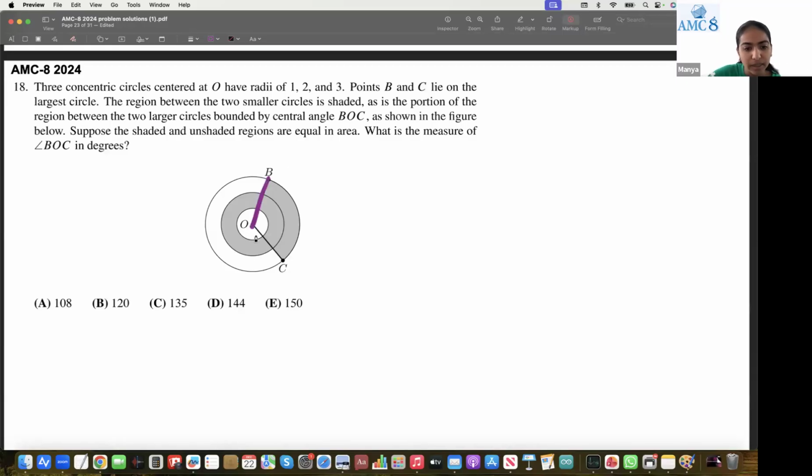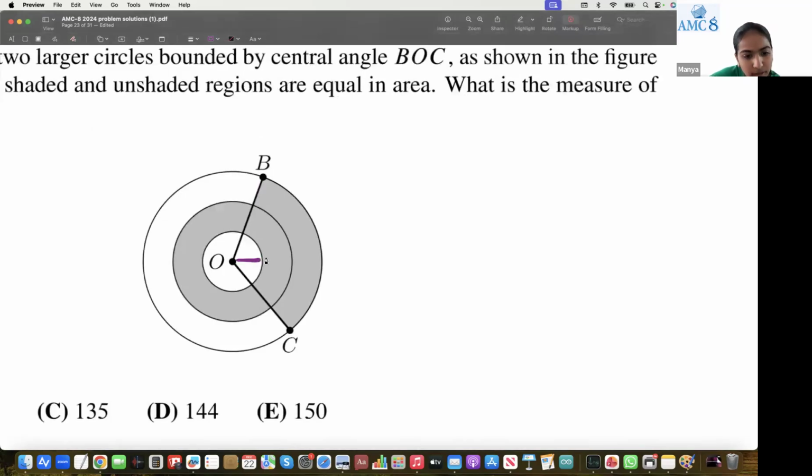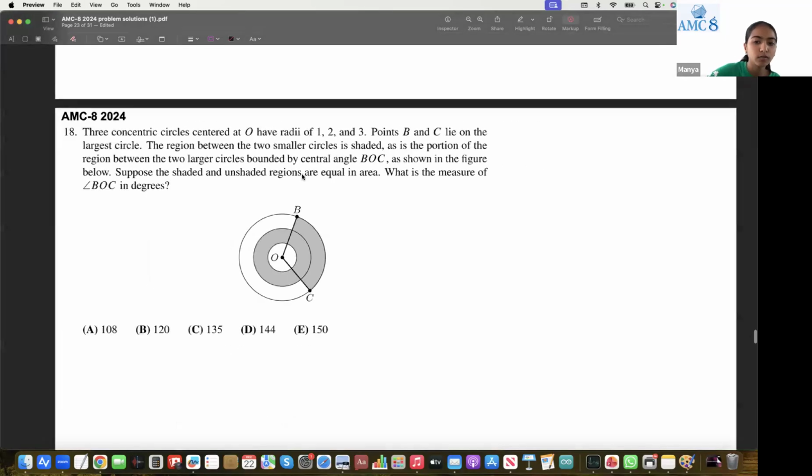So by BOC, they mean this angle right over here, as shown in the figure below. Suppose that the shaded and unshaded regions are equal. What is the measure of angle BOC in degrees? So we know that this is 1, this would be 2, and this would be 3. So the radius is 1, 2, and 3. They also said that in the problem right over here.